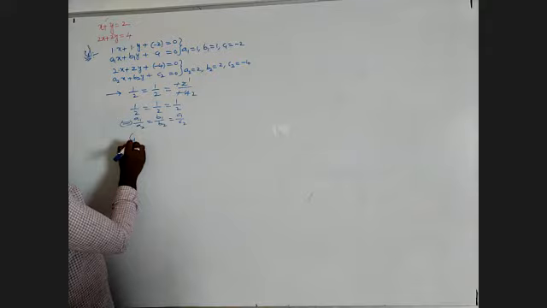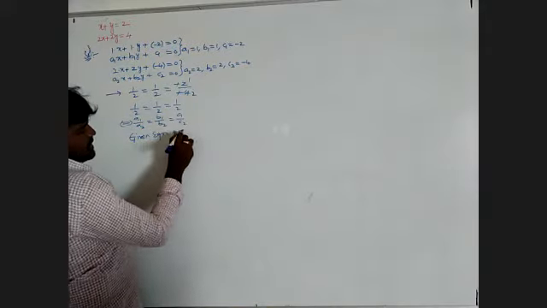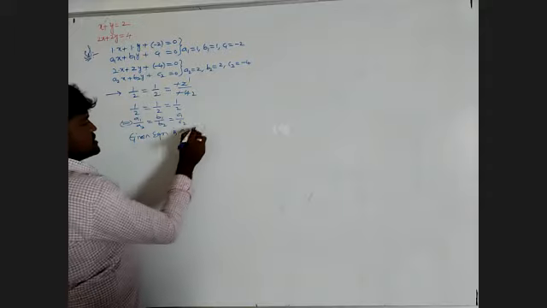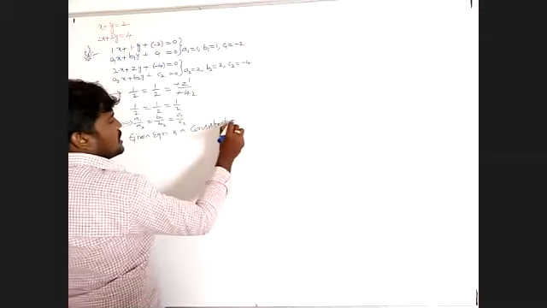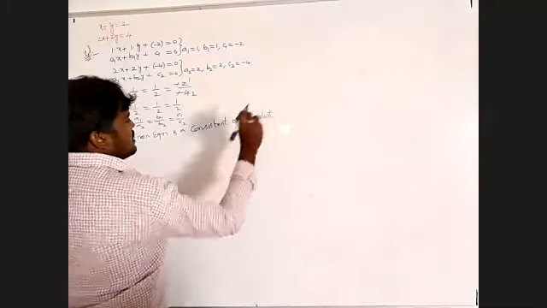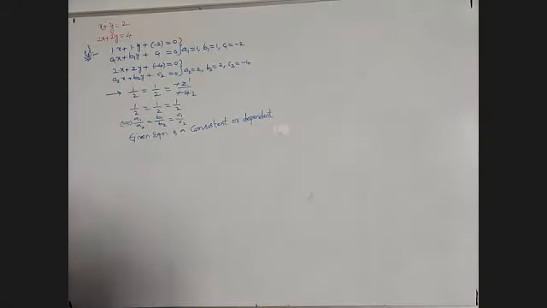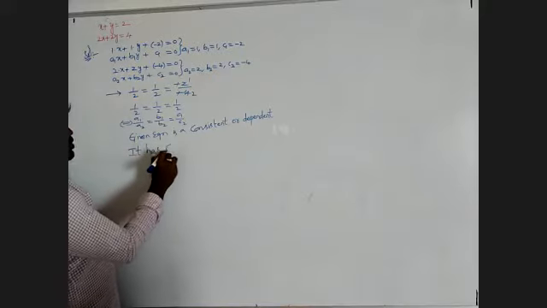Satisfies the third condition means the given equation is consistent or dependent. Okay, here it satisfies a1 by a2 is equal to b1 by b2 is equal to c1 by c2, and the given equation is consistent or dependent, which means it has coincidental lines.